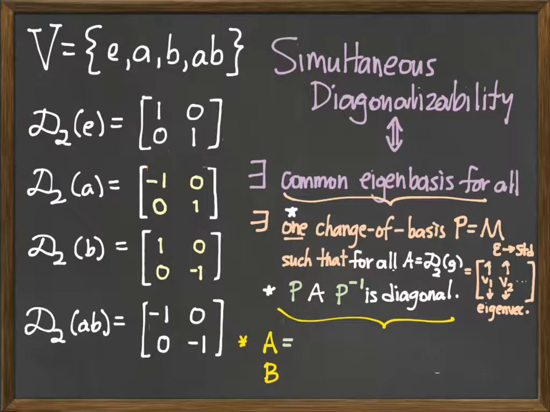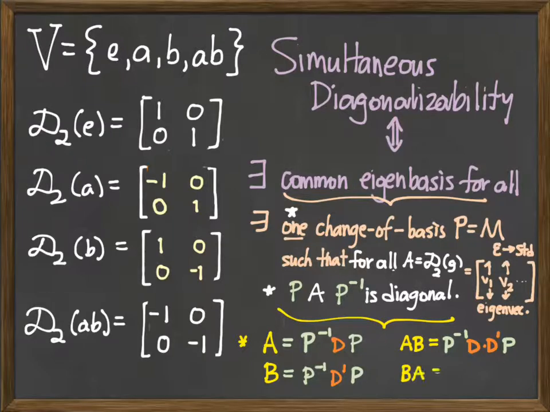Then that implies that I can write A as P inverse times some diagonal matrix D times P, and I can write B as the same thing, P inverse times some diagonal matrix D prime, times P. If I multiply A and B together, the P's cancel. I get P inverse times D times D prime times P, the conjugation of that.